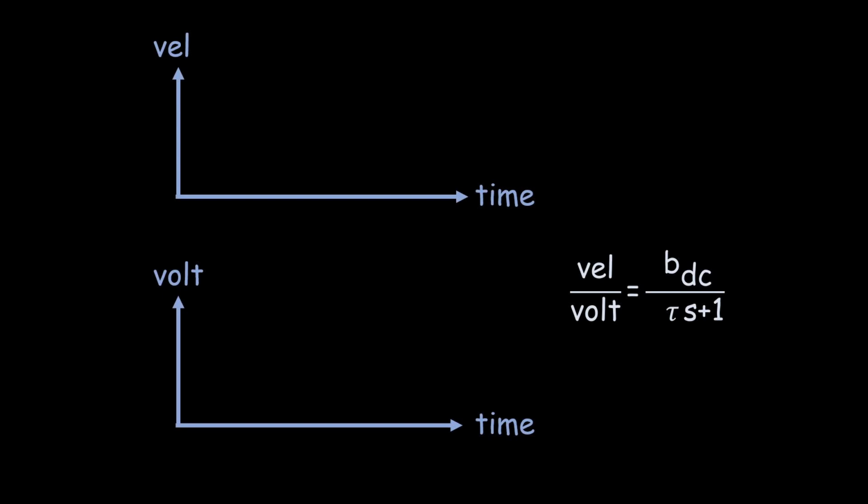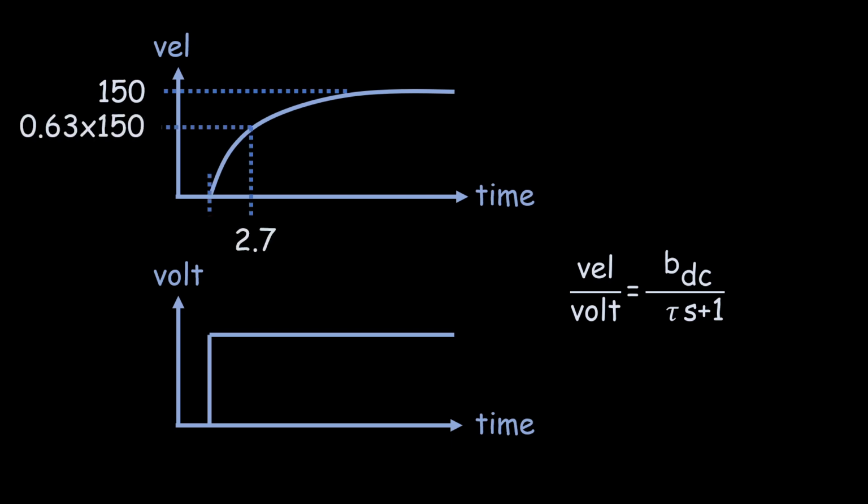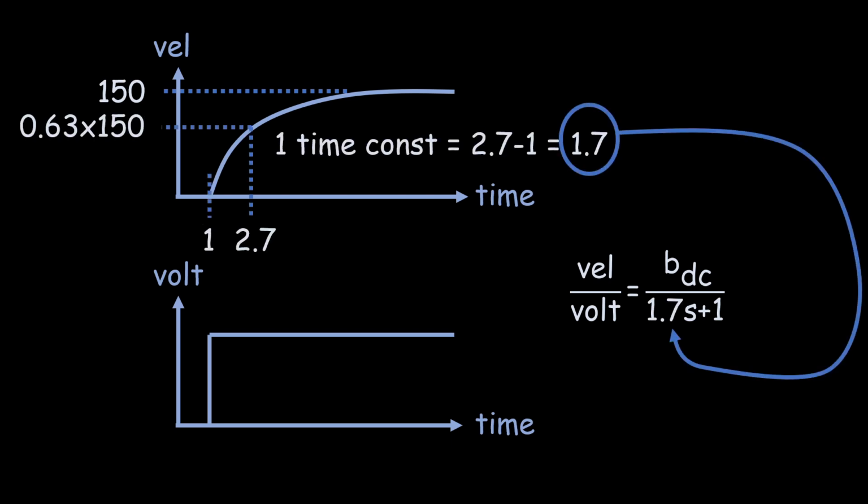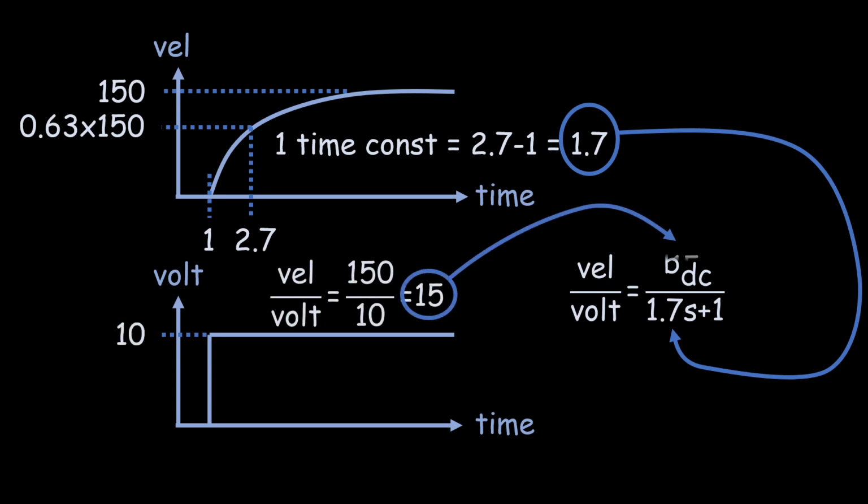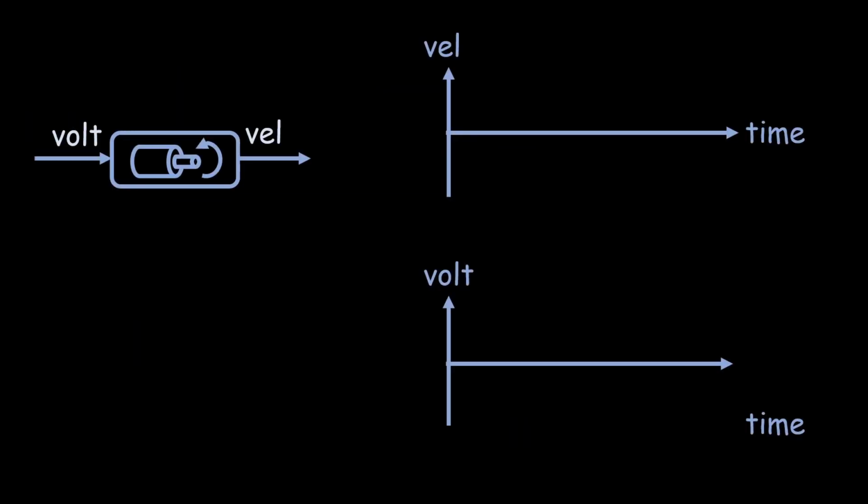Third, identify characteristic points of the response and back-calculate the model. For example, when a DC motor is supplied with voltage and the speed response looks like this, we can use the time to reach 63% of the final value as the time constant. The steady-state speed can also be used to back-calculate the DC gain of a first-order model. Dividing both the numerator and the denominator by the time constant, we can obtain the familiar form of a first-order model.